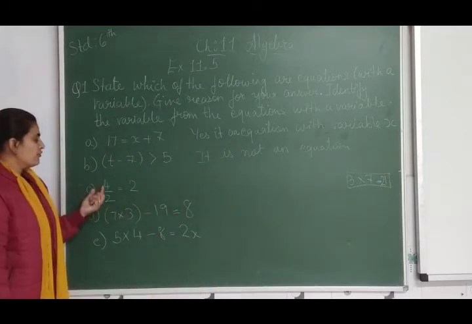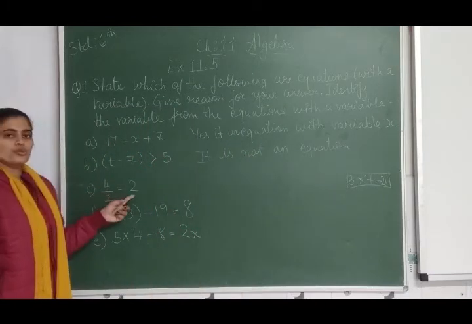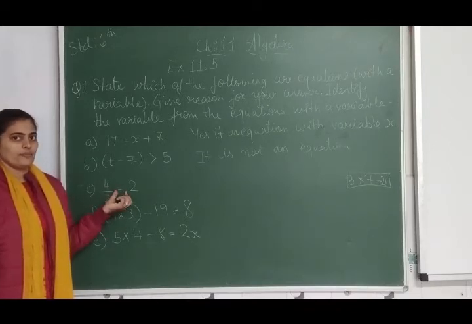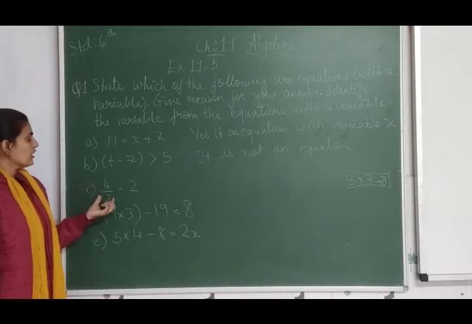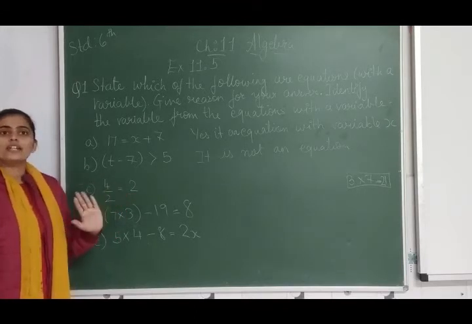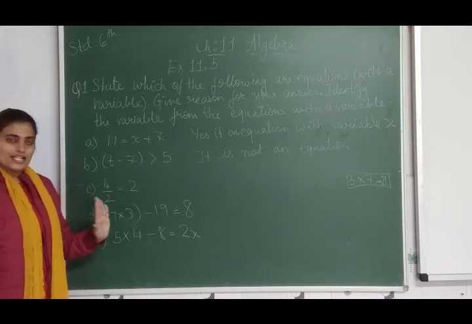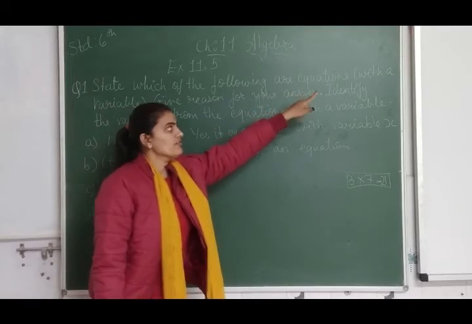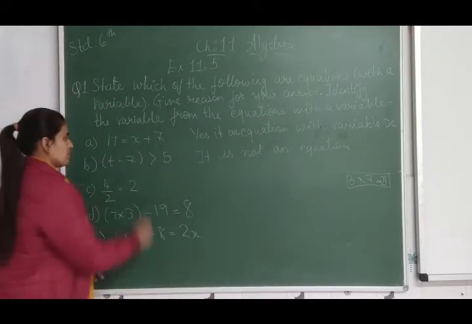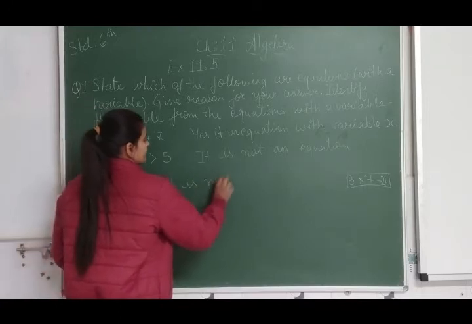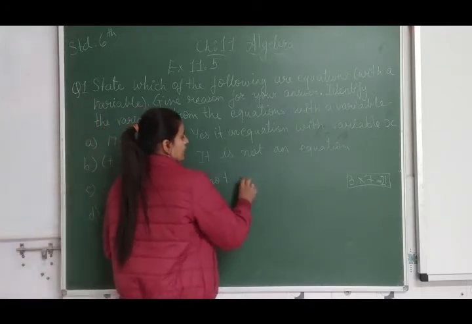Next, C, 4 by 2 is equal to 2. Here you can see an equal to sign is there, so it is an equation. But you are not able to see any variable over here. So this is not an algebraic equation. Why? Because we need an equation which has a variable. So here also it is not an equation.